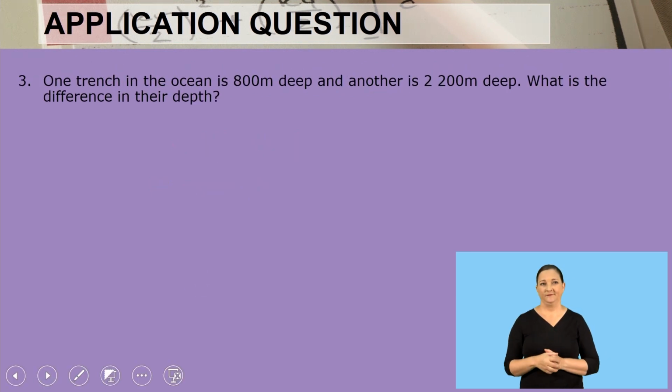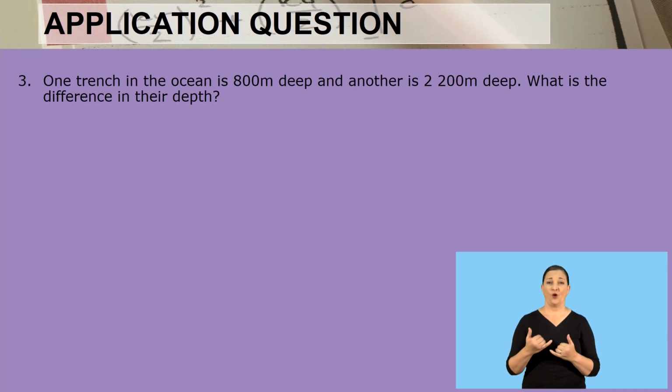Let's go on to our third example. It reads, one trench in the ocean is 800 meters deep and another is 2,200 meters deep. What is the difference in their depth? They are both deep, meaning they are in the same direction. So to find the difference in their depth, we take the 2,200 and subtract the 800 meters.